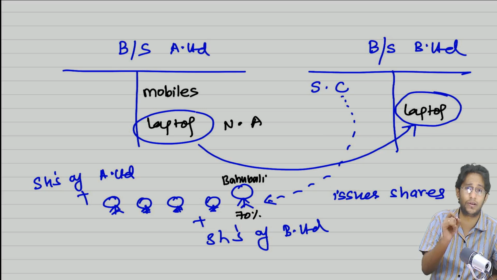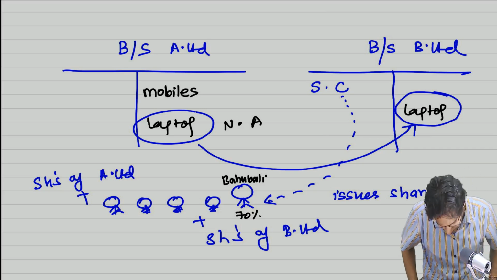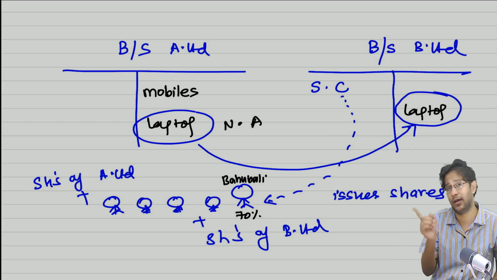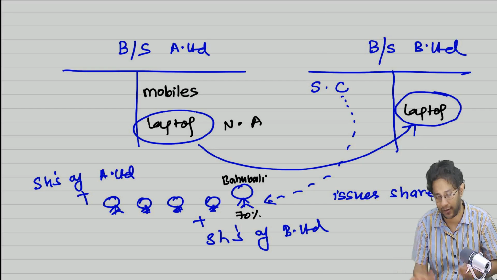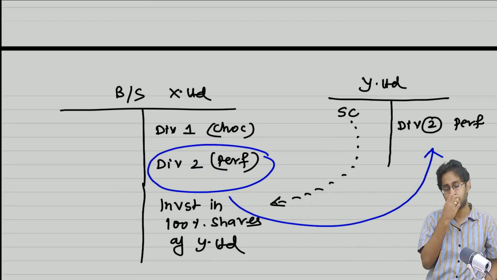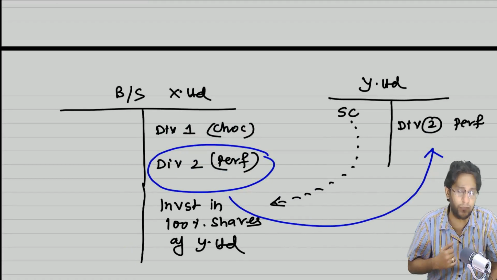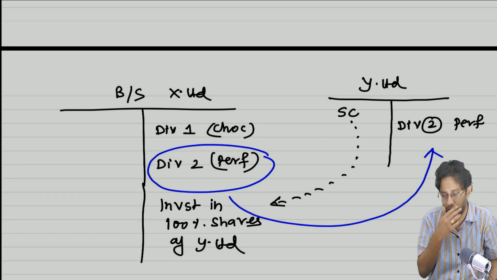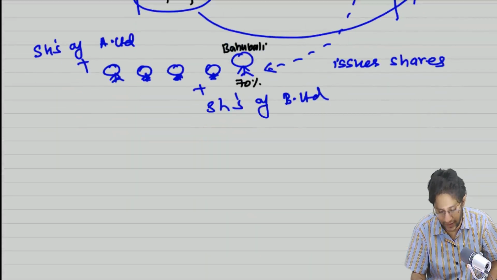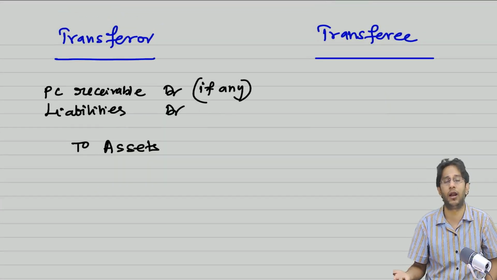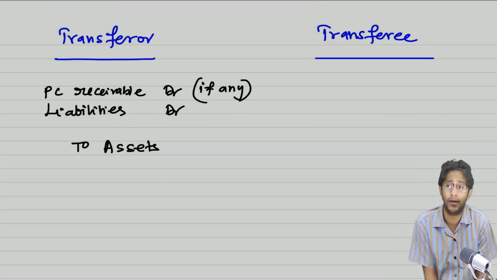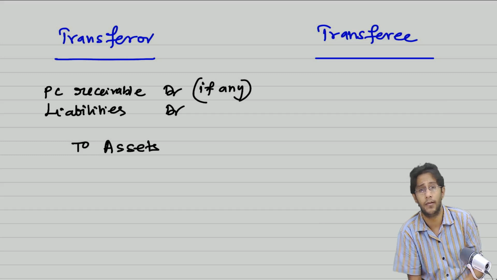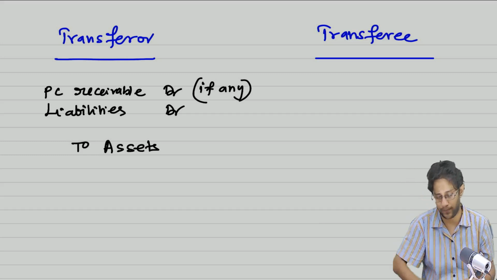But A Limited does not have a PC receivable there, because PC is paid by B Limited directly to the shareholders of A Limited. So A Limited may not receive anything. But look at this example. X Limited transferred the perfume division, but in return it is receiving some PC in the form of shares in Y Limited. So if it is there, you will write it. If it is not there, you will not write it. Simple. Since you have to cancel and remove assets and liabilities, you have to derecognize them by writing the amounts at carrying value only.